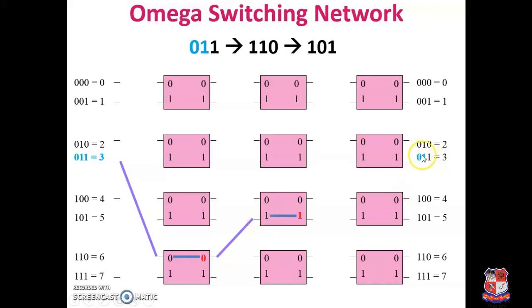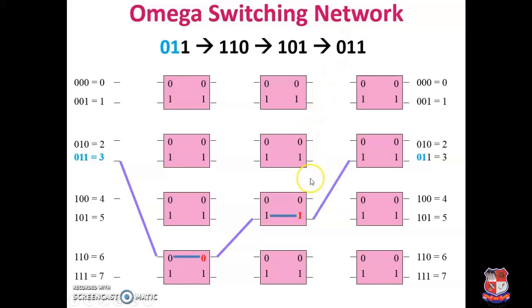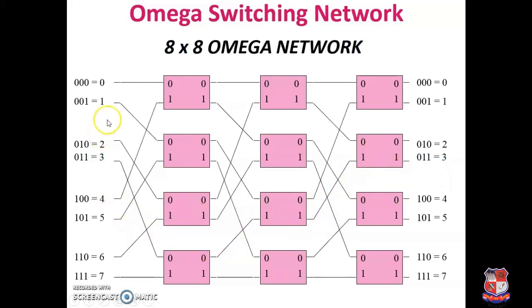Second bit is 1, identified by the level 2 switches, so it goes to the output port number 1. Now again rotate left, so this is 0 1 1, so from level 2 to level 3. Now, what is our last bit? It is 1, so it is connected through this, and the path is established between 0 1 1 to 0 1 1. Now check, this is the 8x8 Omega network connection.